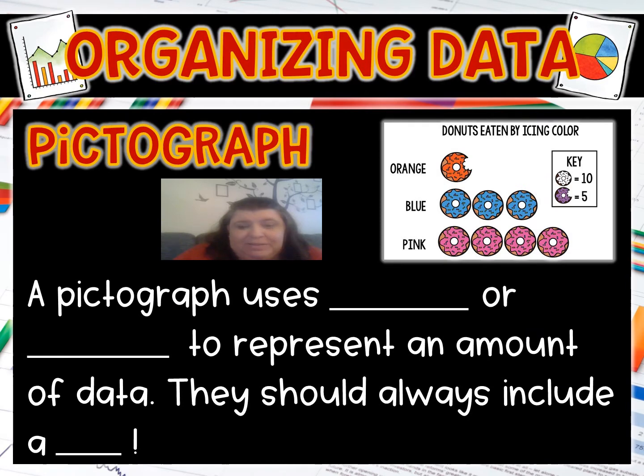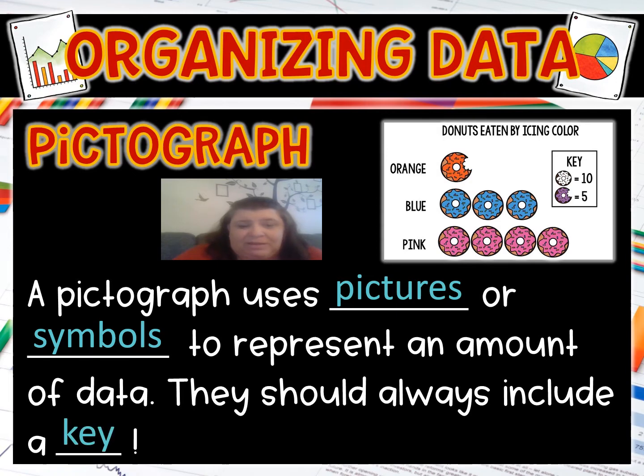On this next slide here, we have a pictogram. A pictogram uses pictures or symbols that represent an amount of data. They should always have a key that explains it. Here's our key. The one that's a whole circle represents 10, and if it has a bite out of it, it represents 5. And it says donuts eaten by icing color.